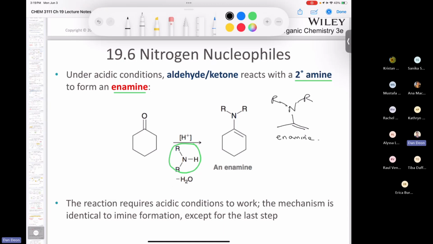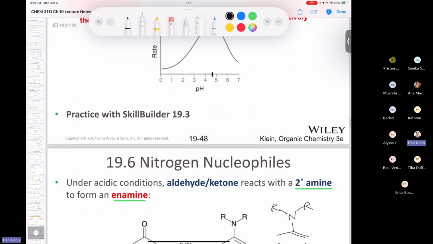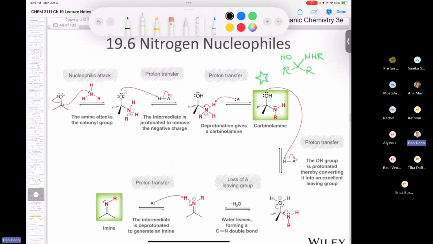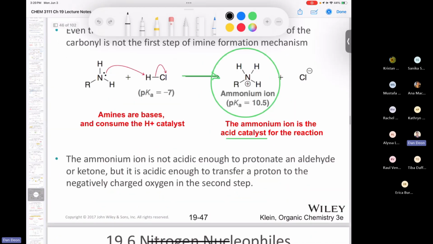So I thought I had something written in my notes here. Oh yeah, it's right here. Anyhow, it says the reaction requires acidic conditions. The mechanism is identical to this one, the imine mechanism, except for the last step. The last step is different, and the reason why is because a secondary amine doesn't have a proton here to do the proton transfer at the end.